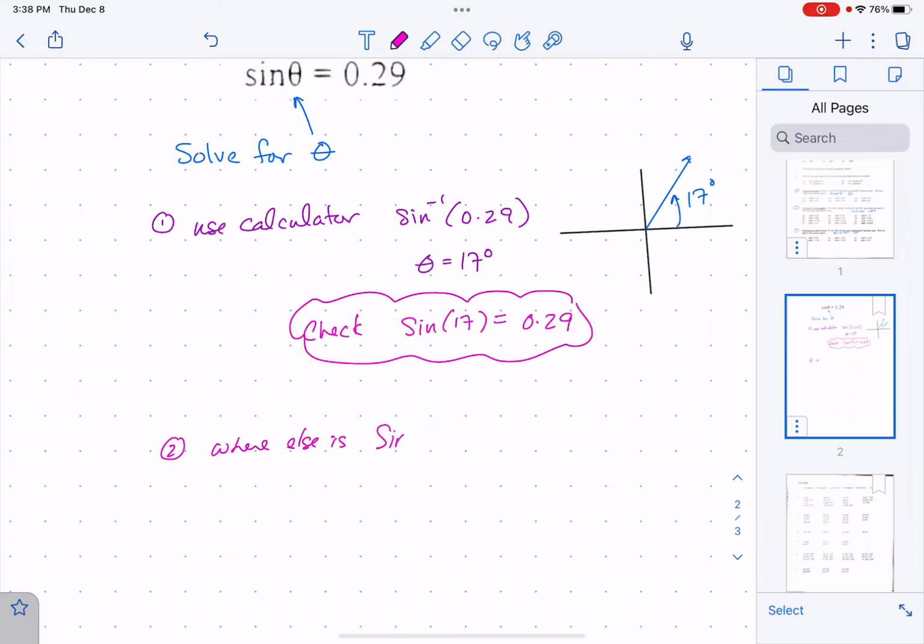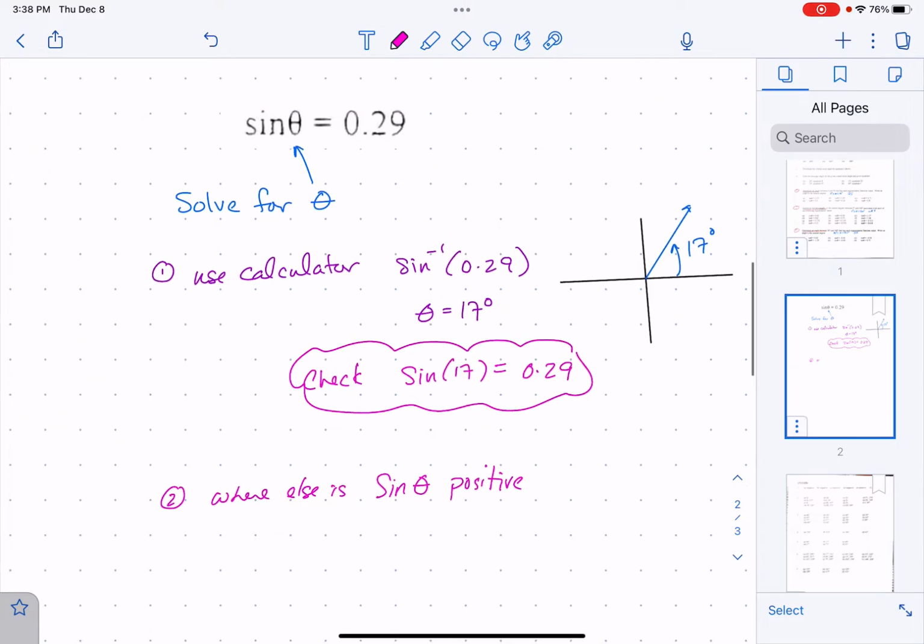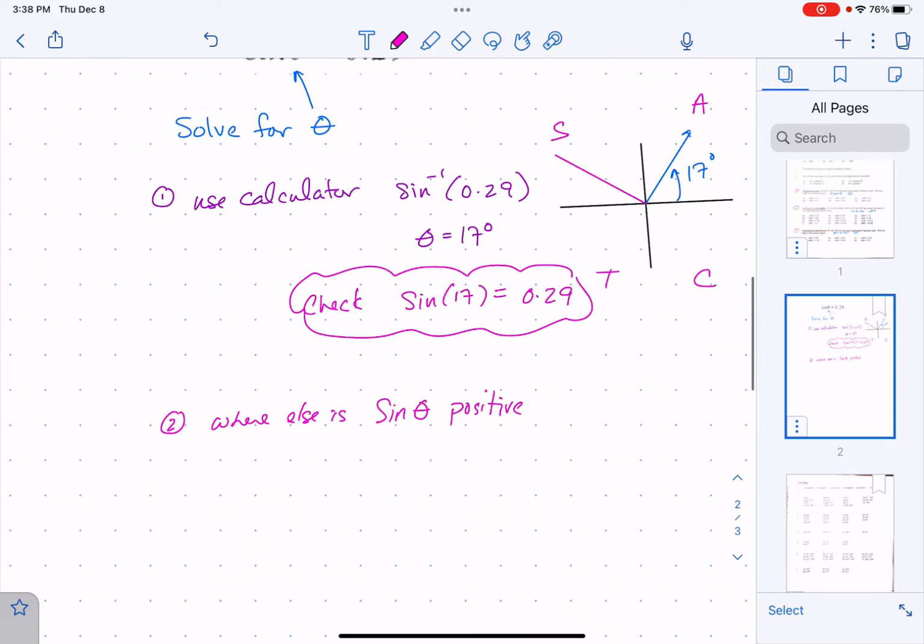is sine theta positive? And that comes directly because I'm looking right here and I'm noticing that it's sine theta equals positive 0.29. So if we remember the CAST rule, sine is going to be positive in quadrant 2 as well. So there's going to be another answer. Well, where else is sine positive? The answer is in quadrant 2. So sine is positive in quadrant 1 and quadrant 2.